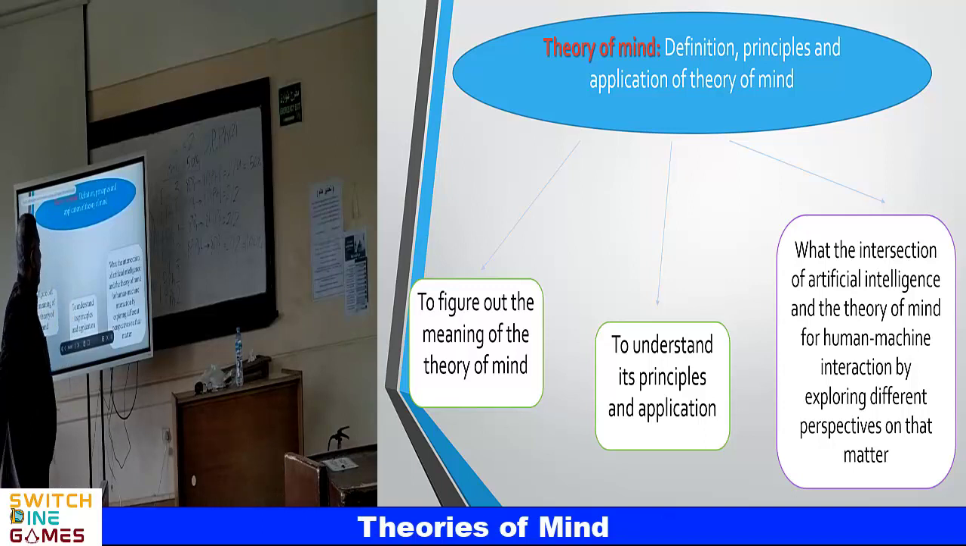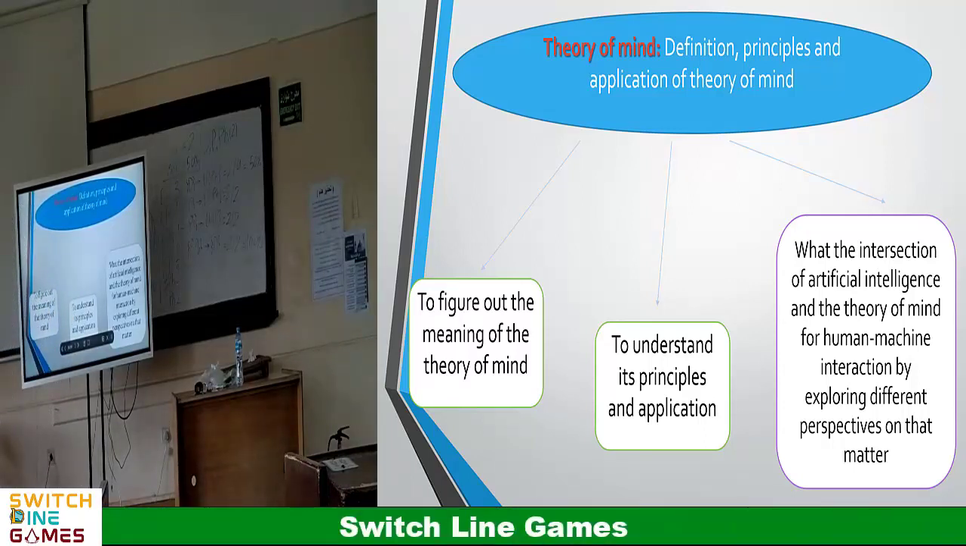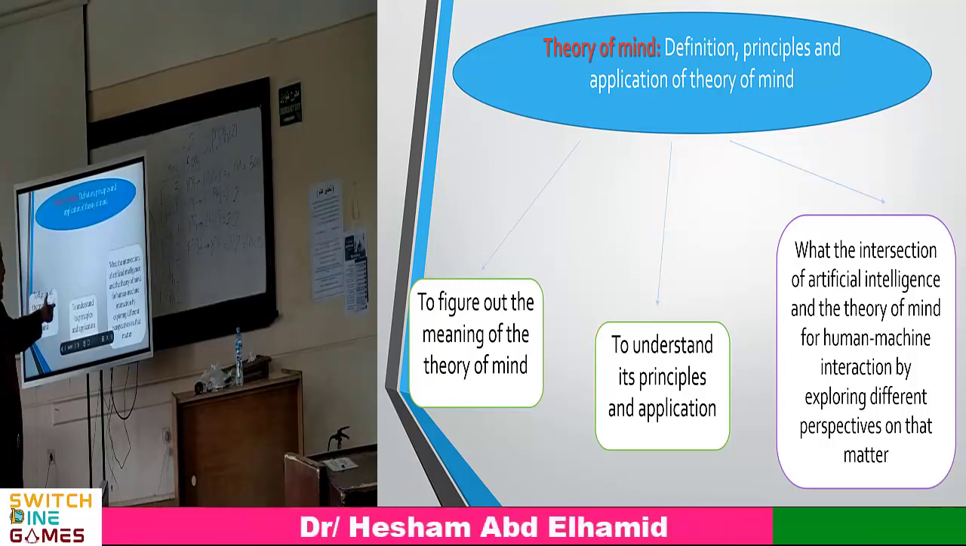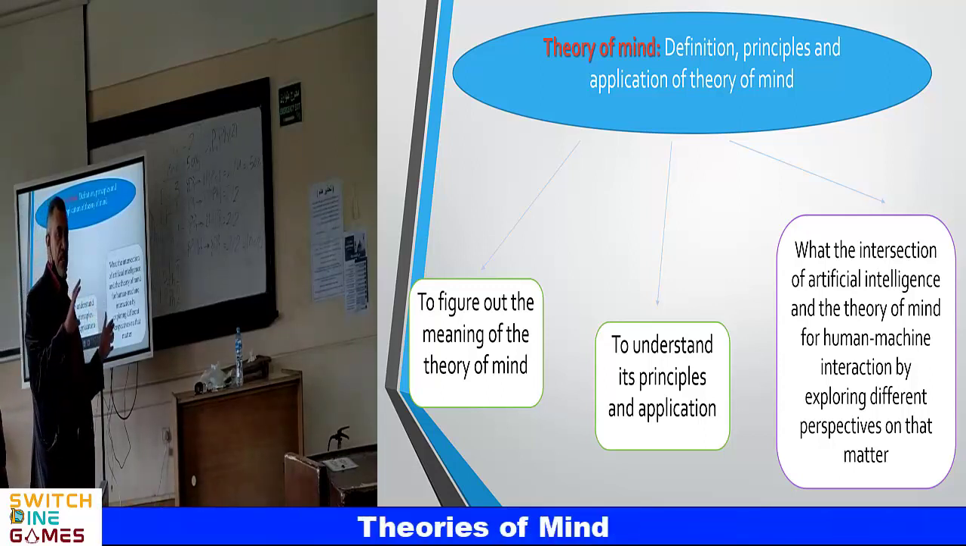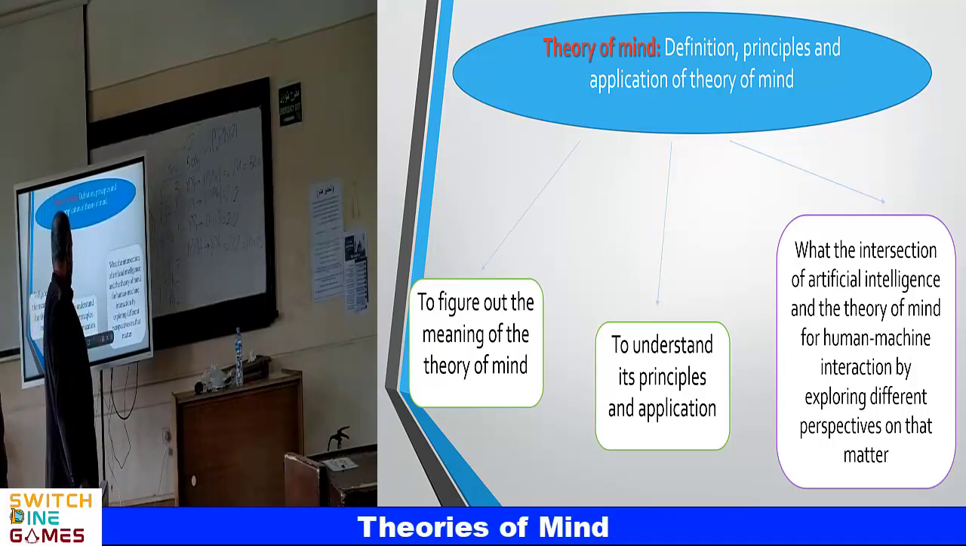This is the definition of theory of mind. We will cover the definition of theory of mind, the principles of theory of mind, and the application of theory of mind. You should be able to figure out the meaning of theory of mind, to understand its principles and application, and the intersection of artificial intelligence and theory of mind for human-machine interaction, because we have interaction between you and the machine, by exploring the different perspectives on that matter.